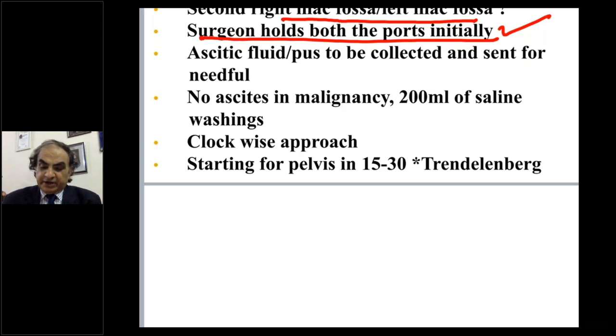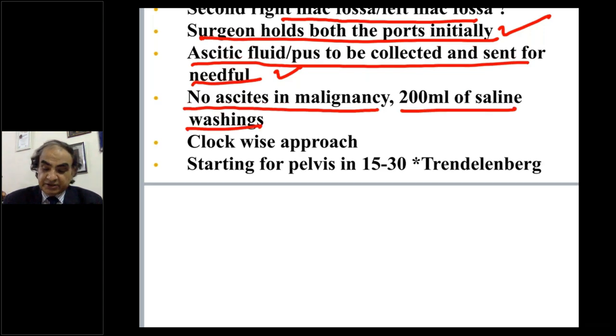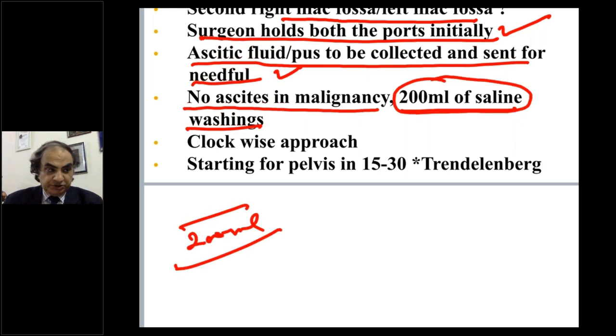Ascitic fluid or pus to be collected and should be sent for needful as soon as you see it. It should go for the culture sensitivity. No ascites in malignancy. If you don't find any ascitic fluid and it's a malignancy, what do I do? I do what is called a peritoneal wash. How much saline is used? 200 ml. And these washings are then inspected and examined.